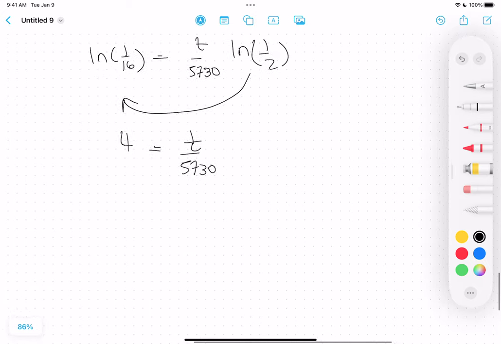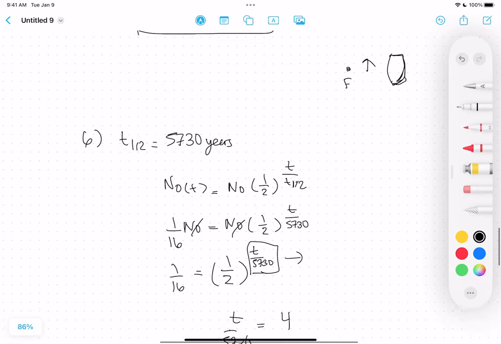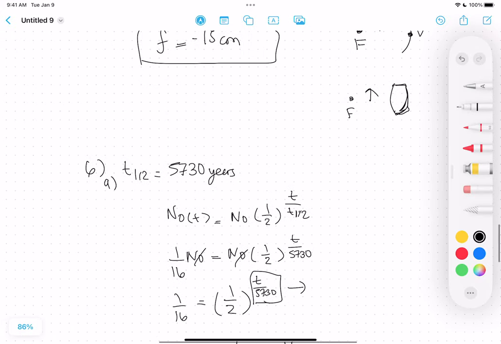And then we have part B now, right? Wait, what was the answer you guys got for part A? For part A, I got 22,920 years. I got 22,877. Not too far off. It's a good 50 years, probably just a rounding error or something like that. Let me take a look.